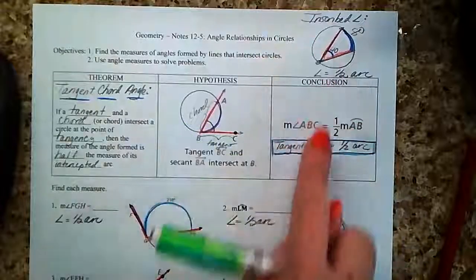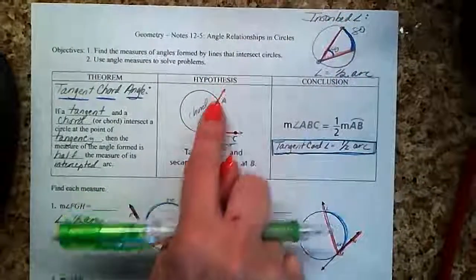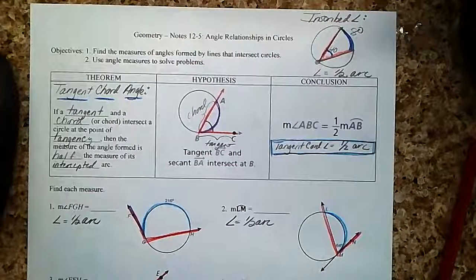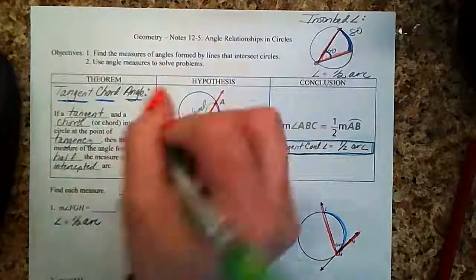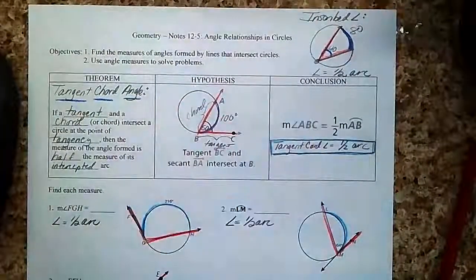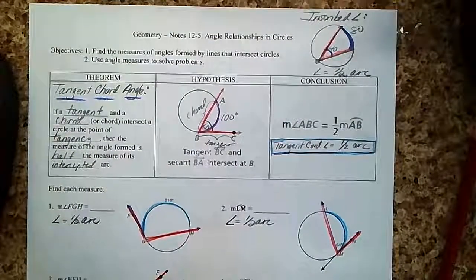So these two rules are the same, whether it's an inscribed angle or an angle formed by a tangent and a chord. The rule is the same. So in this case, once again, let's say that this arc is 100, that means that angle in there would be 50 degrees. Okay? All right, let's take a look at applying this rule.